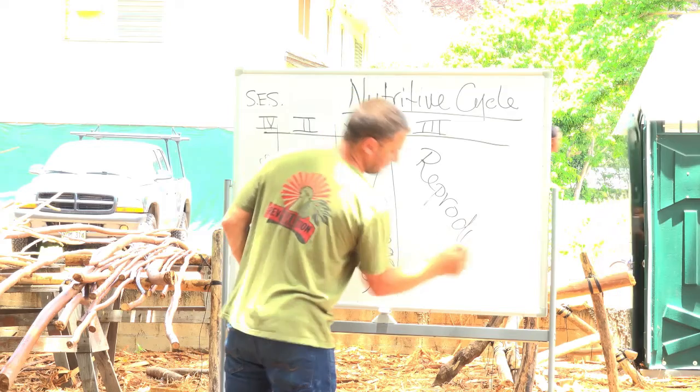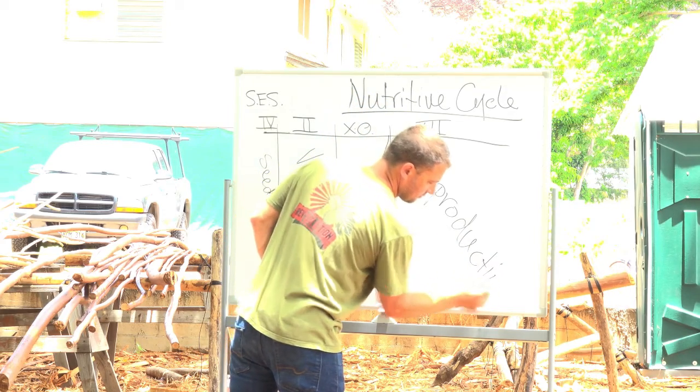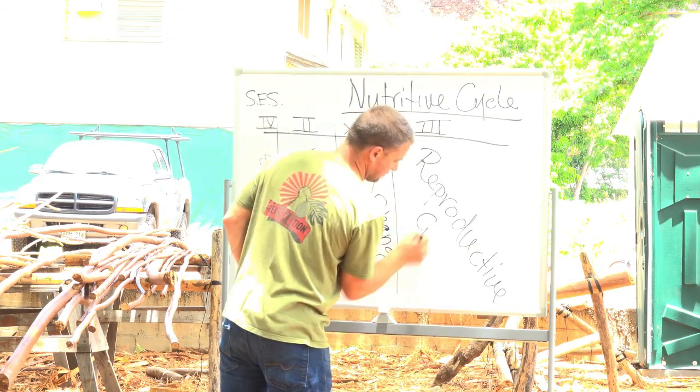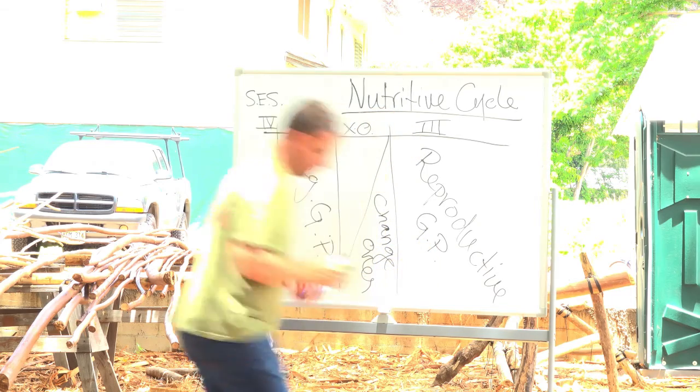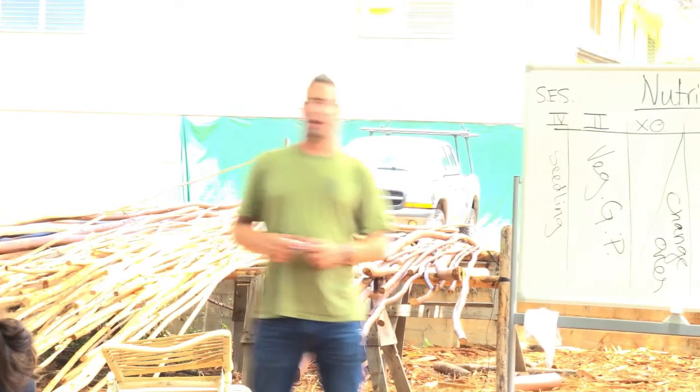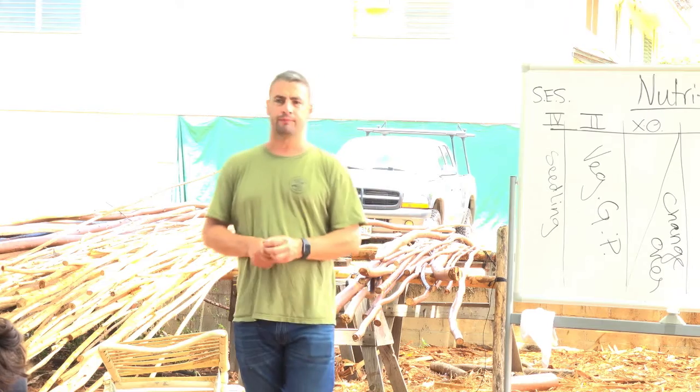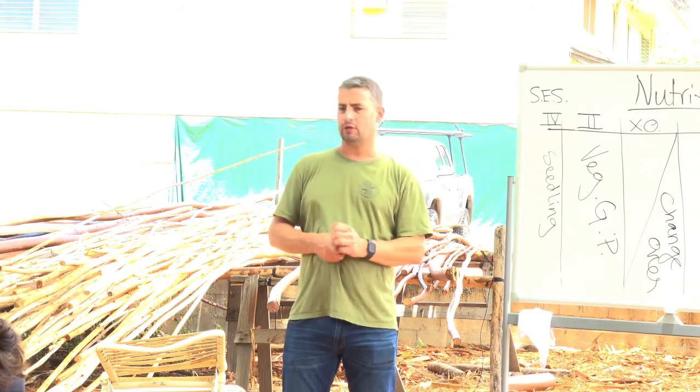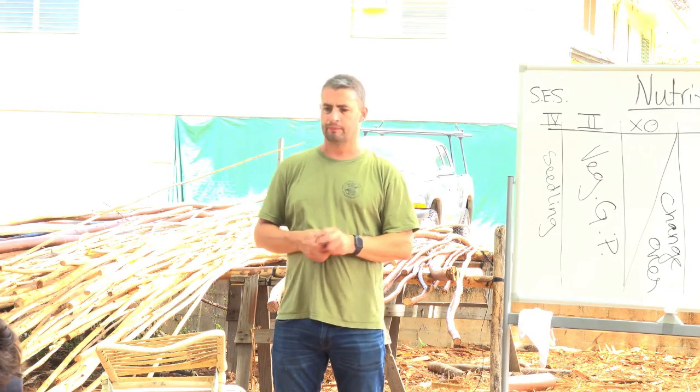Reproductive. Growth period. Okay, so this is when the plant is focusing on its fruit. Apple trees making apples, lychee trees making lychee, tomato plants making tomatoes, kalo plants making corn.